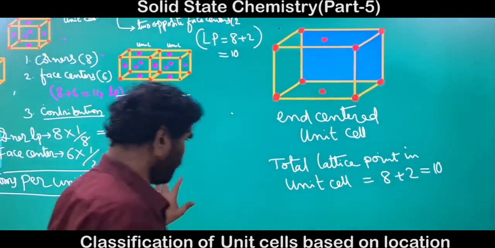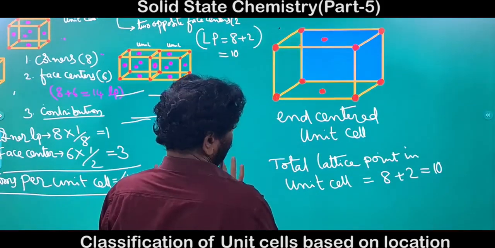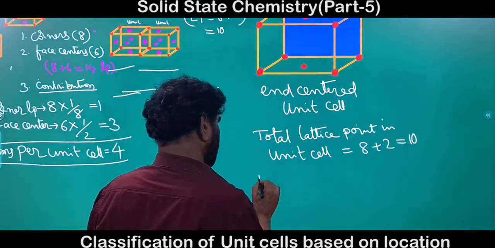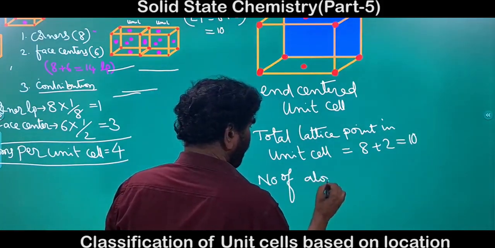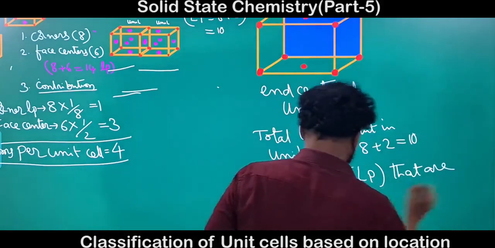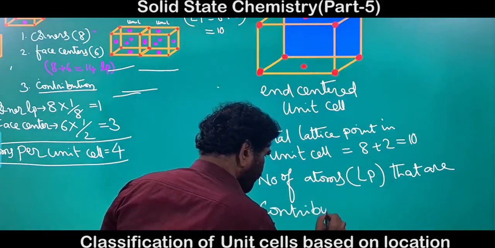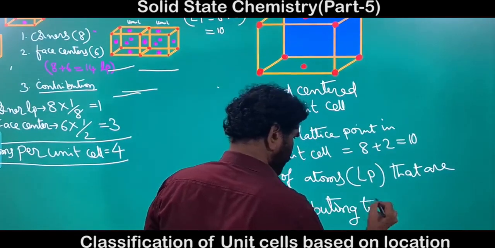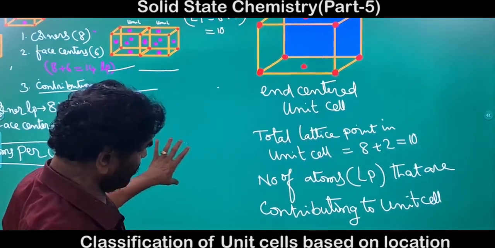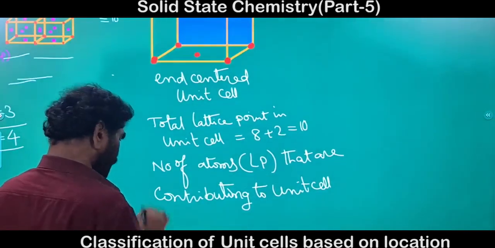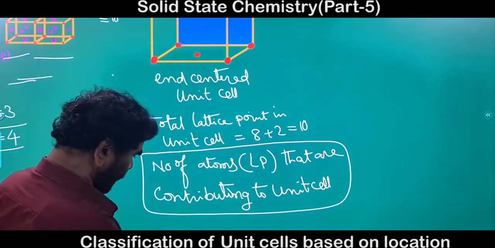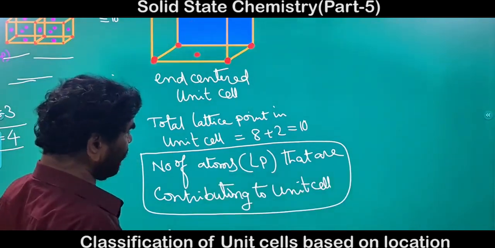At the 10 positions, the number of atoms or lattice points that are contributing to the unit cell is what we need to find. The total number of lattice points and the number of points contributing are different. We have to see how many there are.